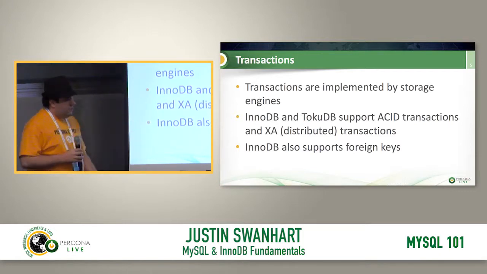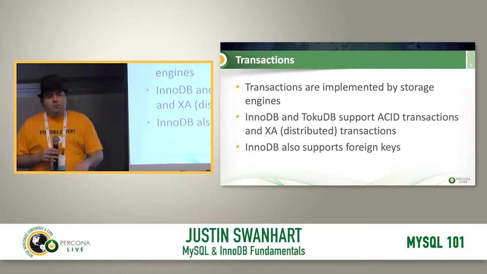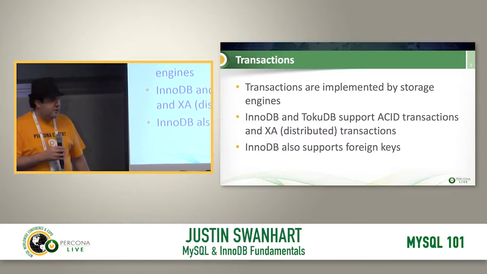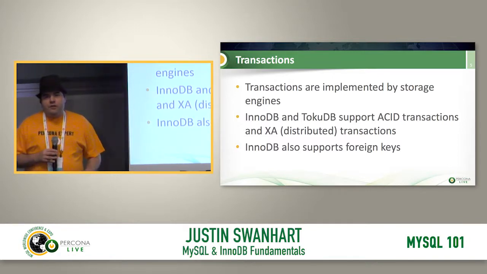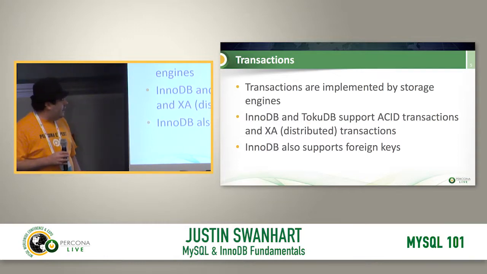The caveat there is that there are some limitations with XA transactions prior to MySQL 5.7. The new 5.7 that's coming out has much improved XA. InnoDB is the only storage engine that supports foreign keys. All the other storage engines do not provide the ability to use foreign keys.